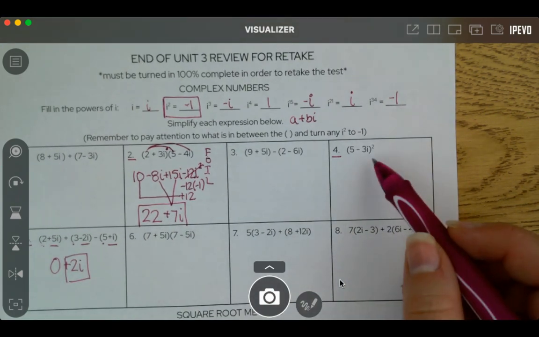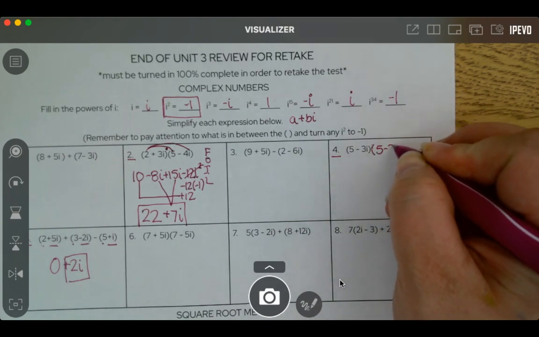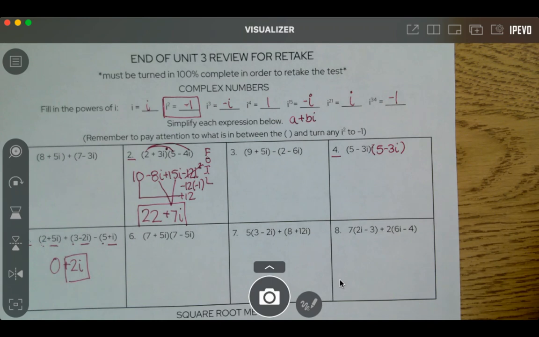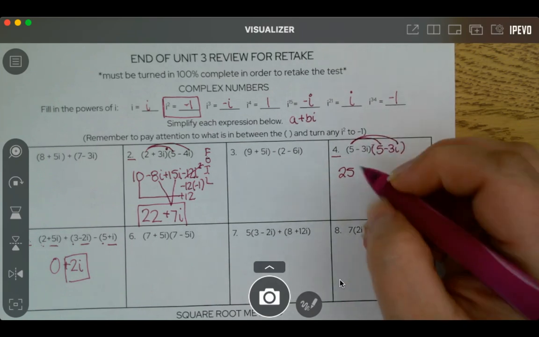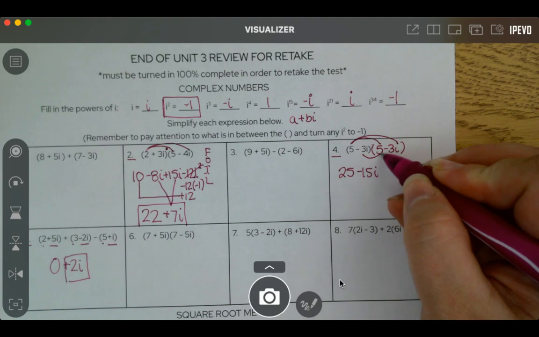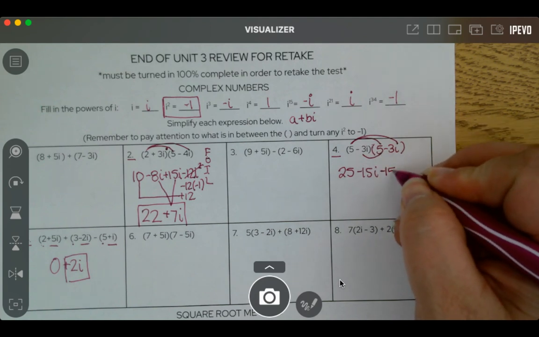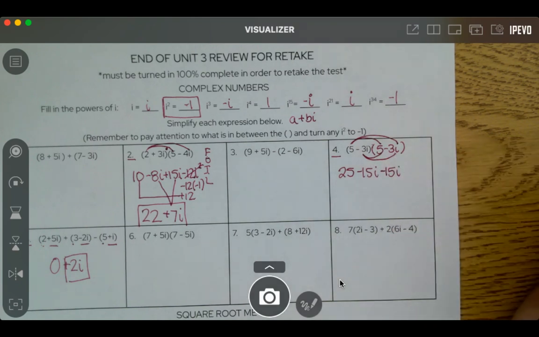Okay, and then the reason why I picked this last one is because when you square something, you're really just multiplying it by itself. 5 times 5 is 25. 5 times negative 3i is negative 15i. Negative 3i times 5 is negative 15i. And negative 3i times negative 3i.